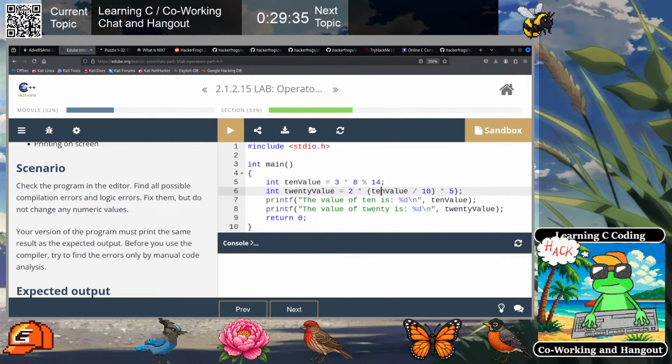So if we do it like this, then it works. So 10 value, so 10 divided by 10 is 1. So 1 times 5 is 5, and 2 times 5 is 10. No. Wait, that's 10. This should come out as 20. What am I doing wrong here?